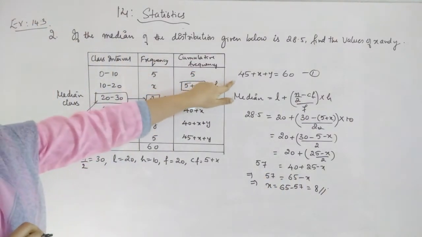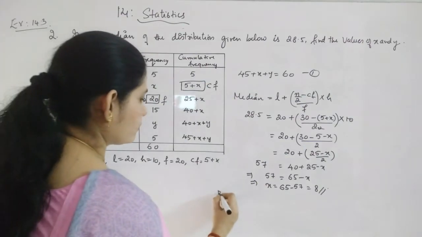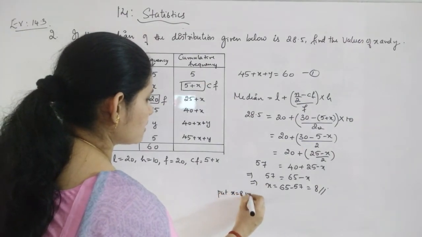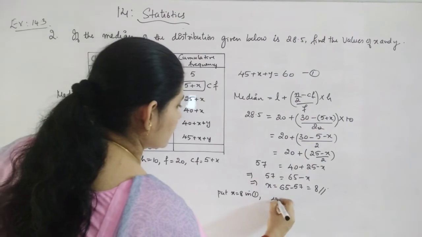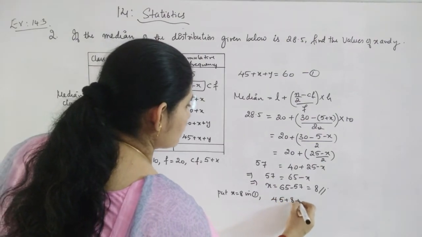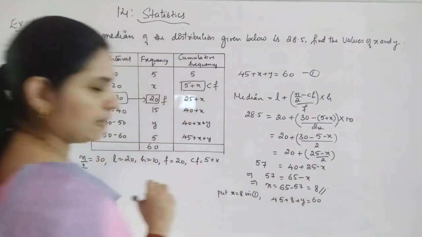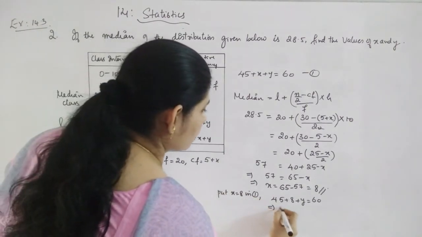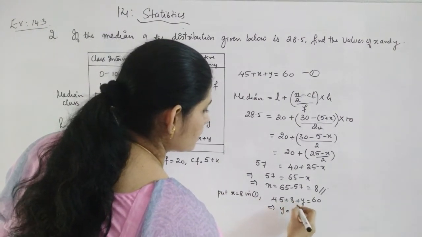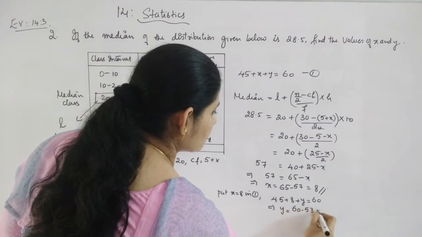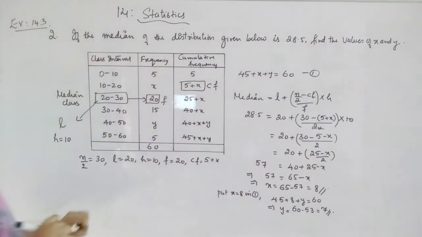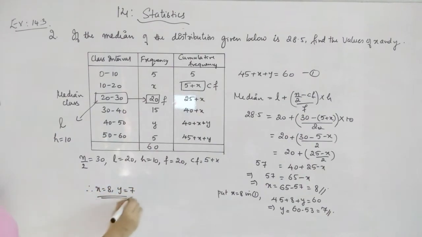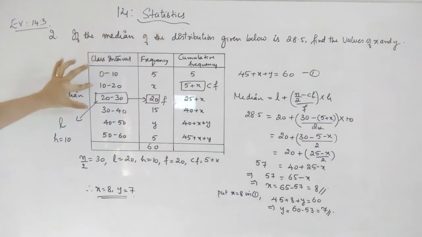Now replacing the value in the first equation, put x equal to 8 in equation 1, you will get 45 plus 8 plus y is equal to 60, or y is equal to 60 minus 53, which is equal to 7. So you got the value of y as 7. Therefore x is equal to 8 and y is equal to 7. Okay, so the main important thing is to find out the median class corresponding to what value is given as the median.